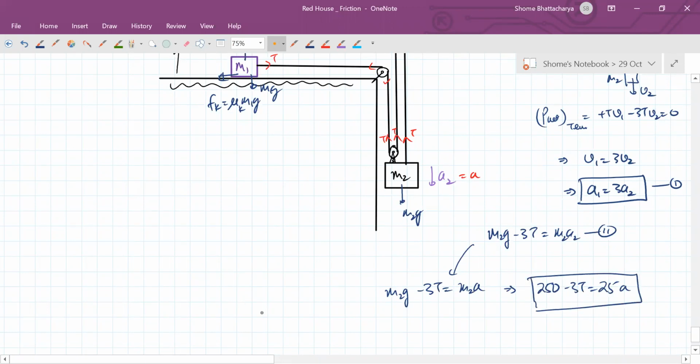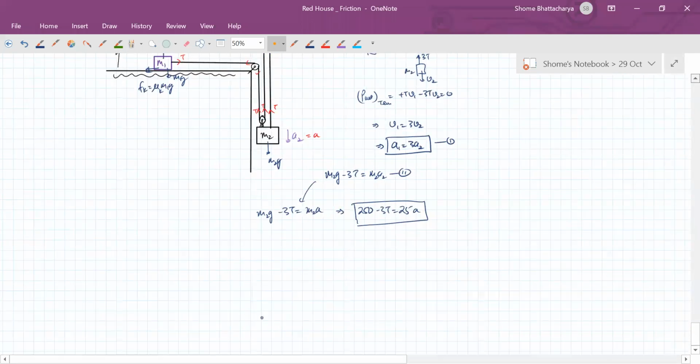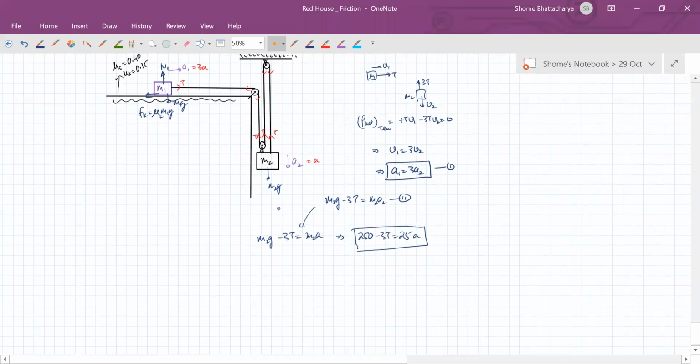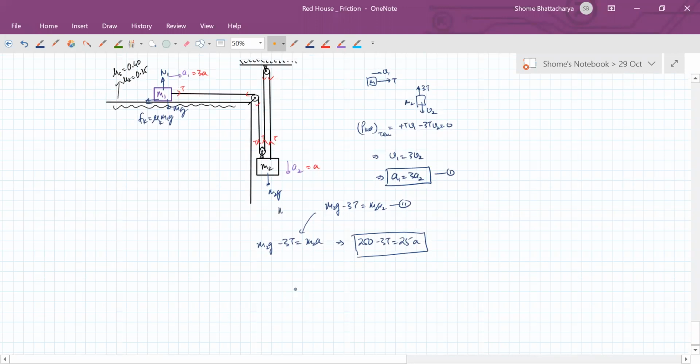And finally, for M1, this was the equation for M2. So for M1 we have the equation T minus kinetic friction is equal to M1A1. So we'll write this as T minus 35 is equal to 10 into 3A, or T minus 35 is equal to 30A. So this becomes our third equation.